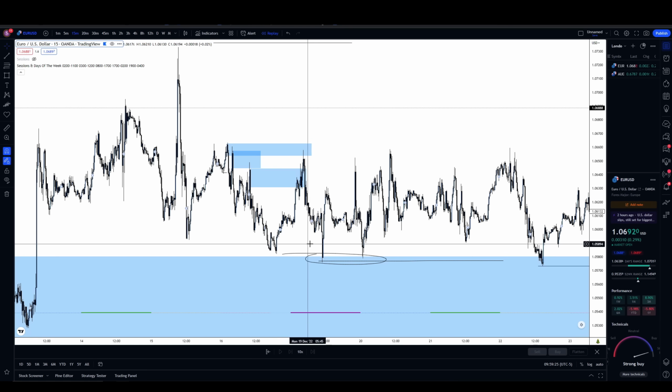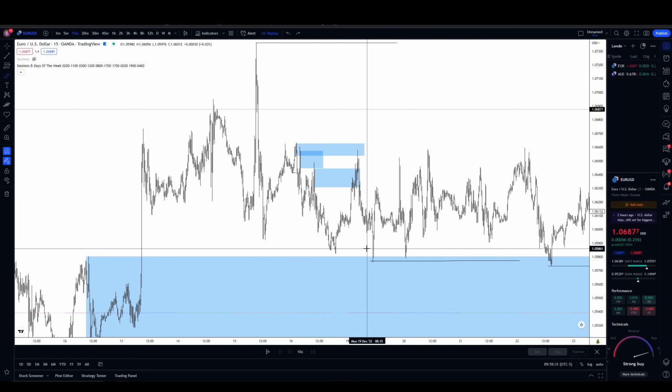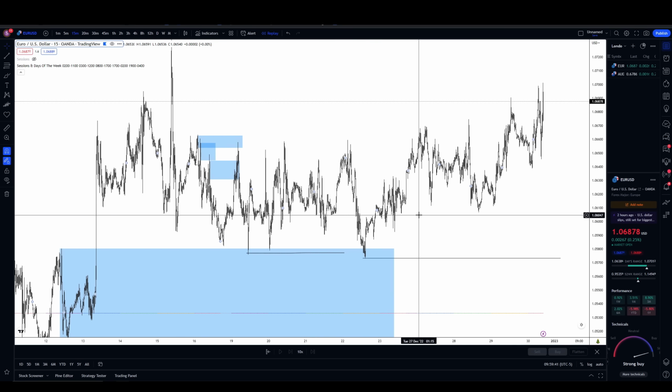Why doesn't it work? Well, it's because we were ignorant about the higher time frame demand. We were ignorant about the fact that the reason we were going down from the beginning is so that the banks could find a cheaper, better price point to buy at, so that it's to their benefit and they make the most money. And that's exactly what happened.